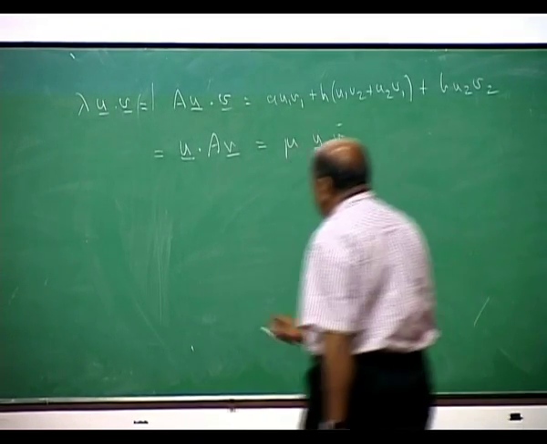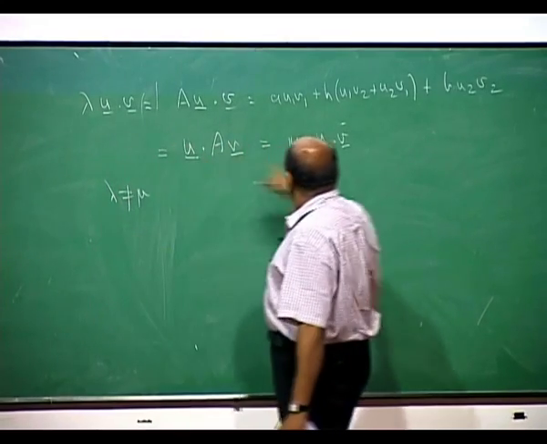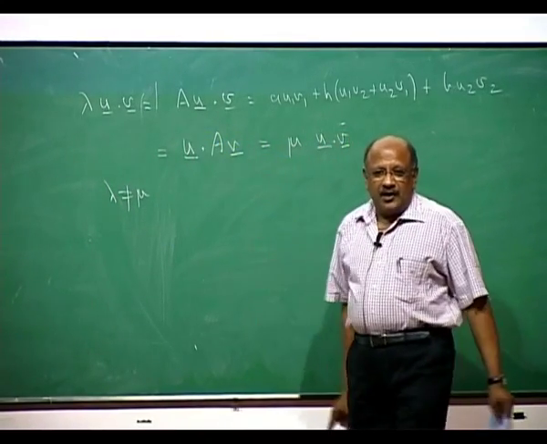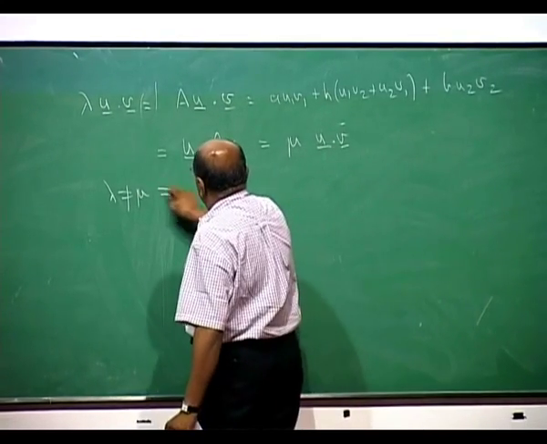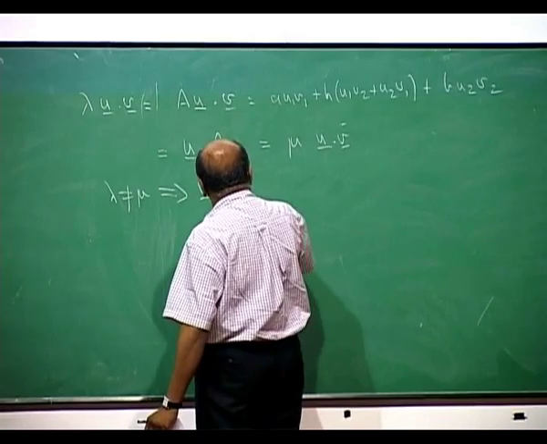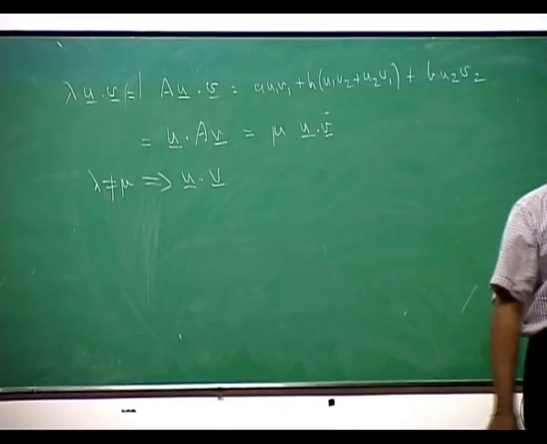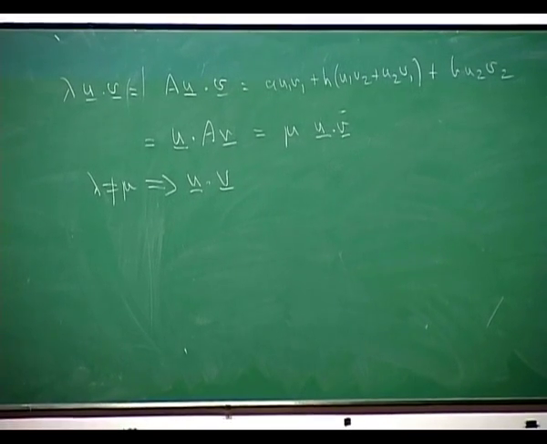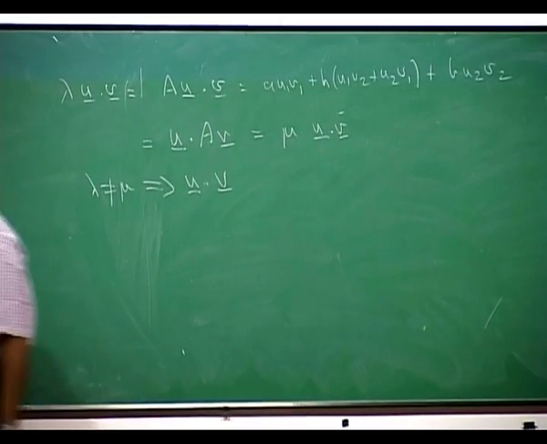So if lambda is not equal to mu, when can these two be equal? Only if U dot V is 0. So this implies that the eigenvectors are perpendicular to each other. When you have distinct eigenvalues, then the eigenvectors will be perpendicular to each other. If you have the same eigenvalues, then it can occur only when A equals B and H equals 0.